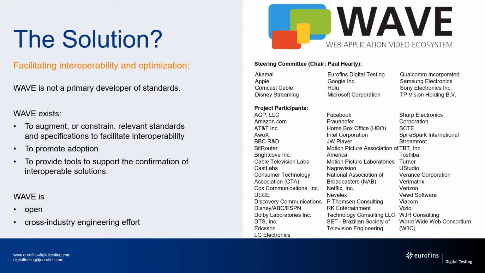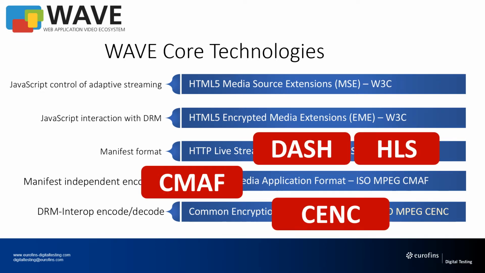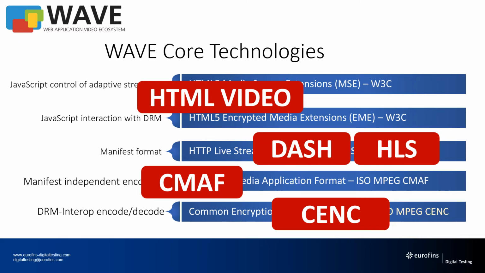WAVE is not producing standards of its own. Rather, it attempts to find the best way of joining up various initiatives in a cross-industry effort to improve interoperability and adoption. Importantly, it also aims to support this effort with test tools, of which I'll speak more in a moment. WAVE's core technologies include manifest independent encoding using CMAF, common encryption, DASH, HLS, and HTML5 video.